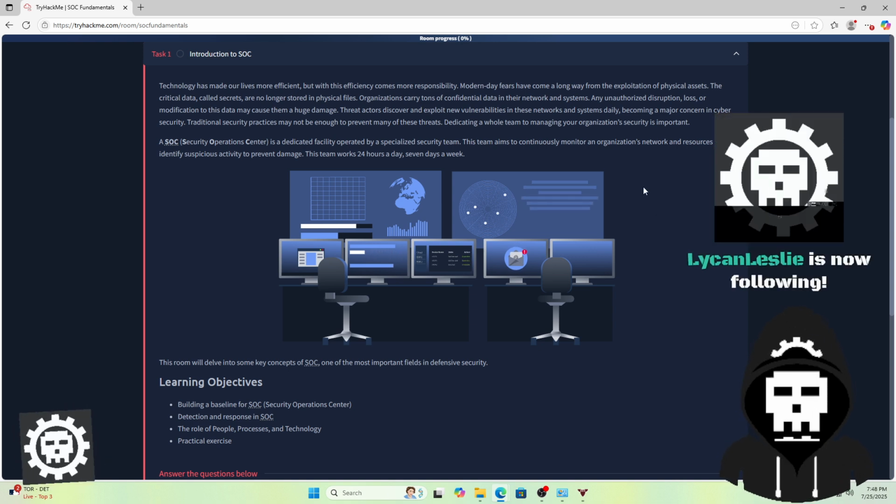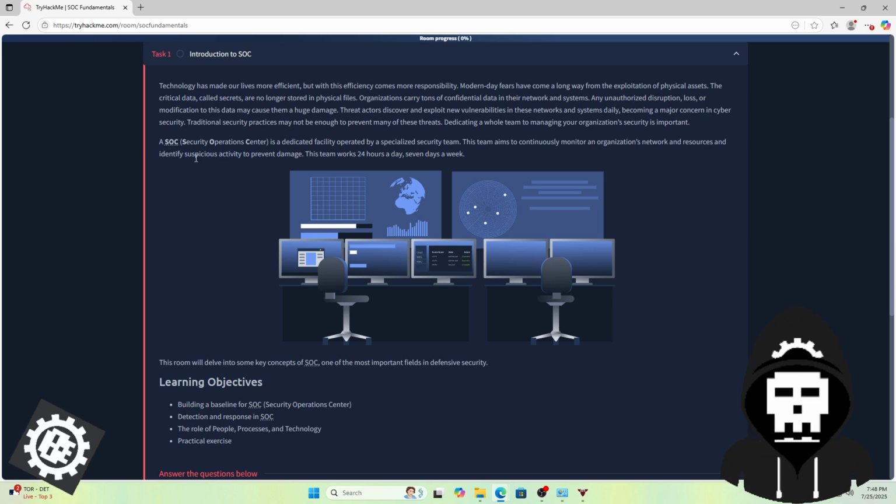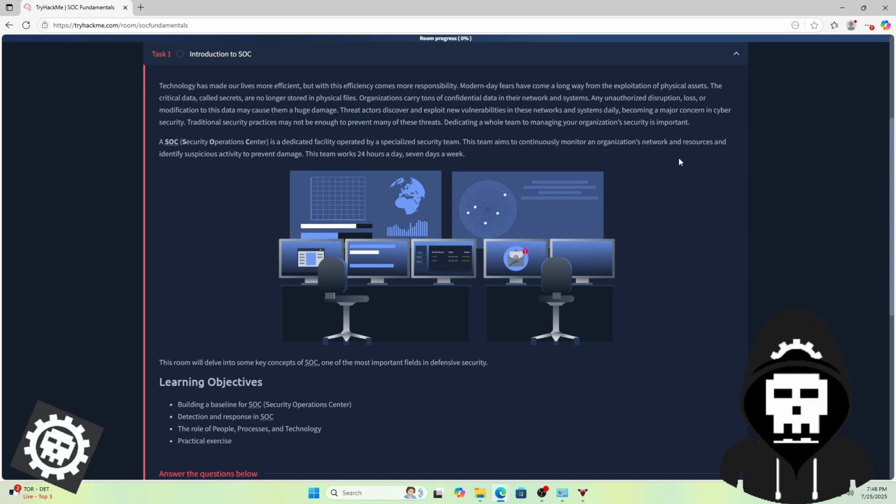Modern day fears have come a long way from the exploration of physical assets. The critical data, called secrets, are no longer stored in physical files. Organizations carry a ton of confidential data in their network and systems. Any unauthorized disruptions, loss, or modifications of this data may cause them huge damage. Threat actors discover and exploit new vulnerabilities in these networks and systems daily, becoming a major concern in cybersecurity. Traditional security practices may not be enough to prevent many of these threats. Dedicating a whole team to managing your organization's security is important.